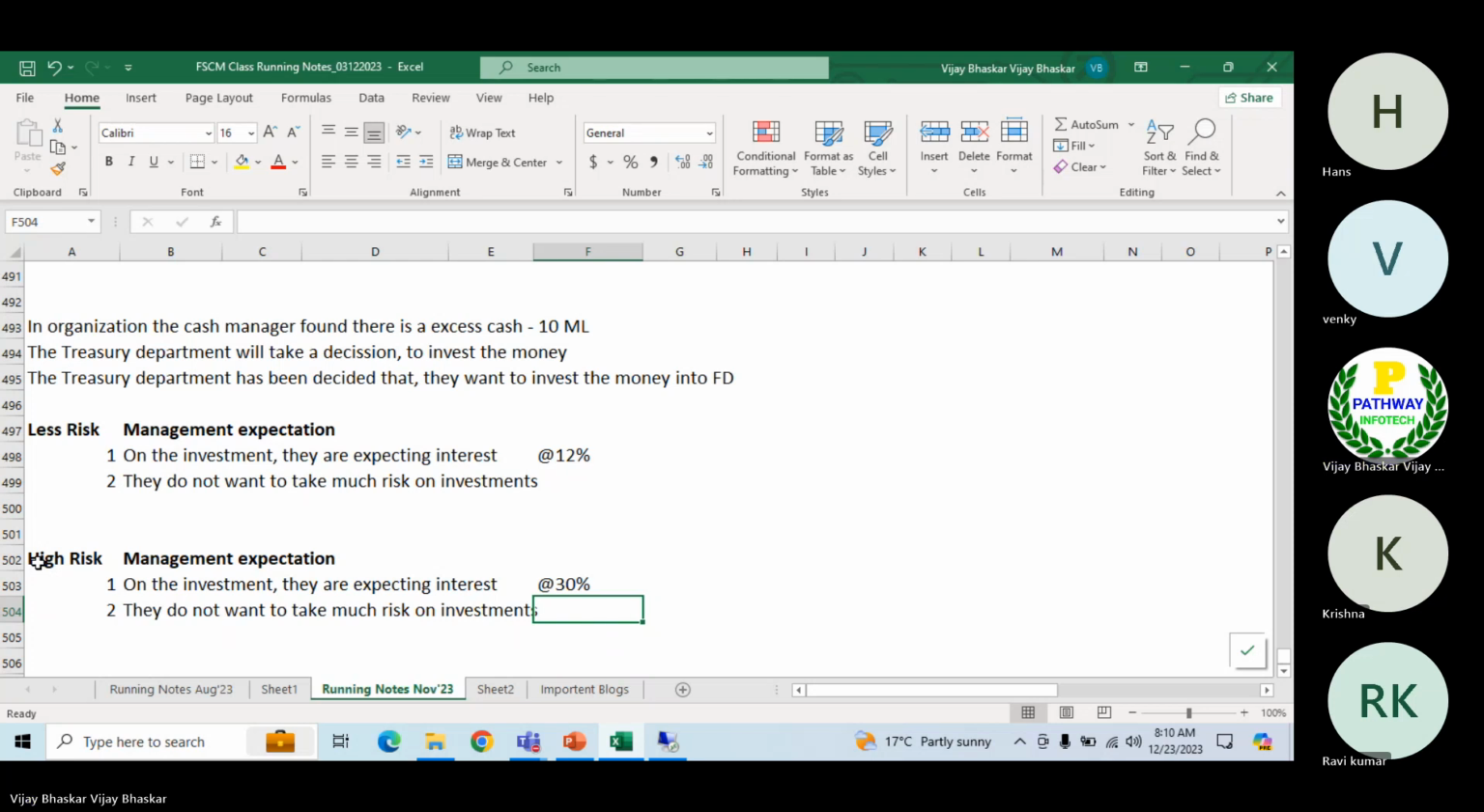But now here we are expecting that we want to return 30%. But in order to get the 30% return on our investments, what are the measurements we are going to take? In which instrument do I need to invest? If I invest into mutual funds, how much return are they going to give? If I invest into equities, how much return may I expect? If I invest the same amount into some commodities, how much return can I expect?